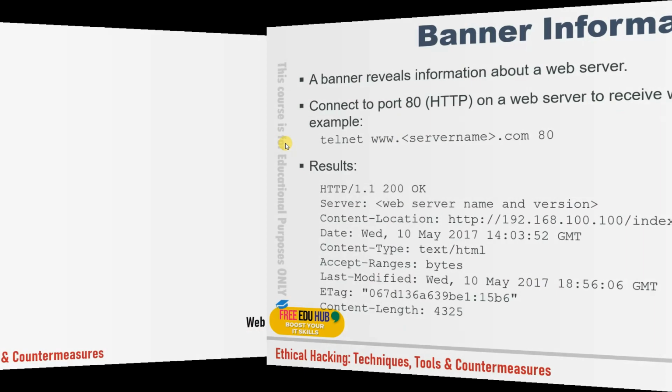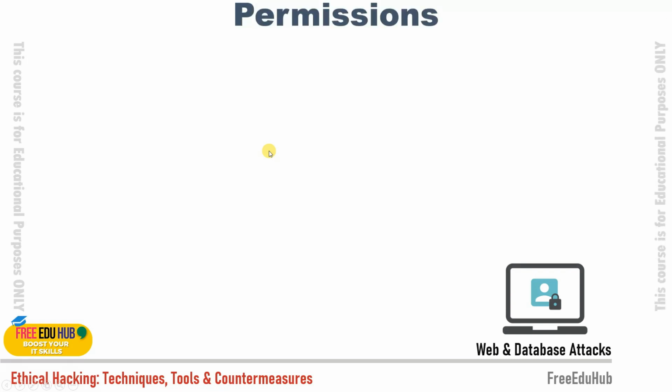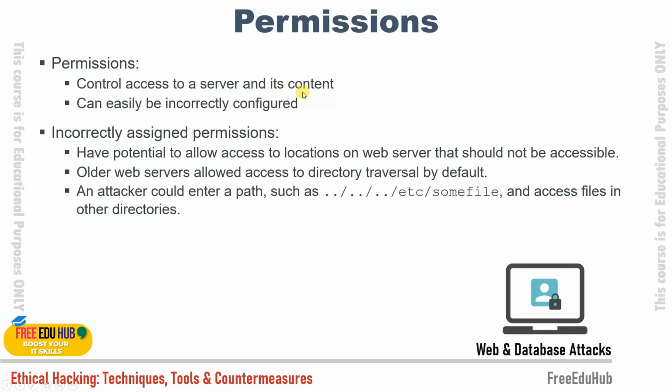After that, we have permissions. In permissions, the control access to a server and its content should be verified. It can easily be incorrectly configured, so special attention must be paid to the permissions. Incorrectly assigned permissions have the potential to allow access to locations on a web server that should not be accessible. Older web servers allowed directory traversal, where attackers were able to get root access of the server where the website was hosted. An attacker could enter a path such as //etc/some file and access the files stored in the server root directory.